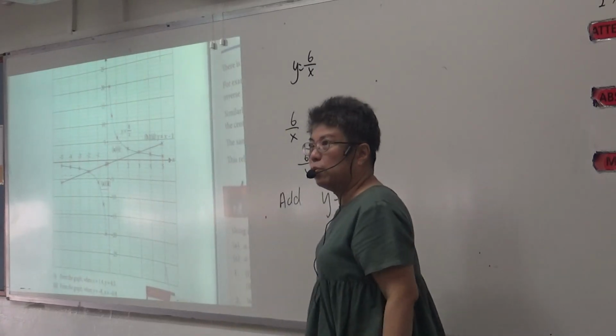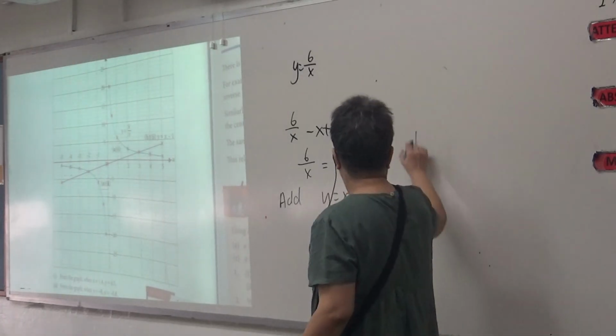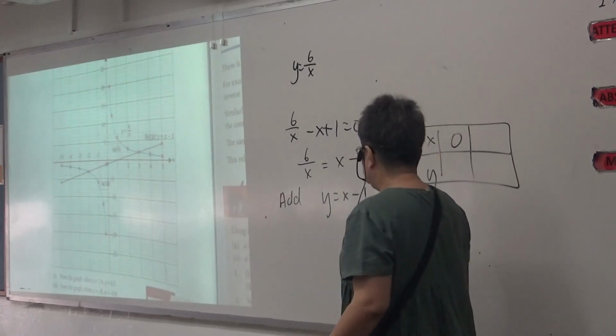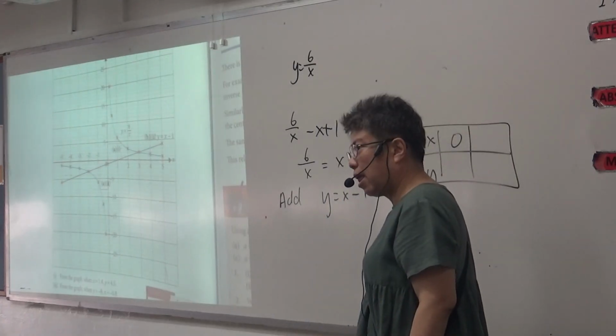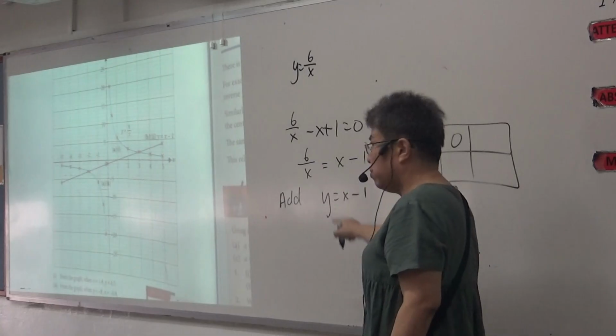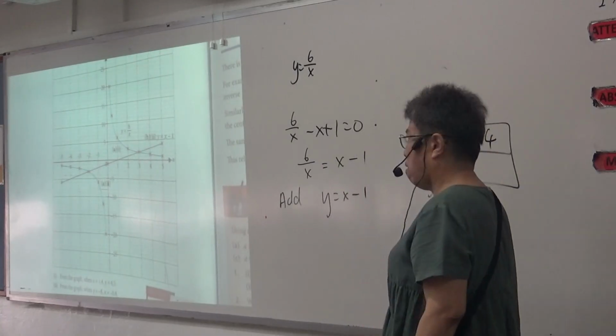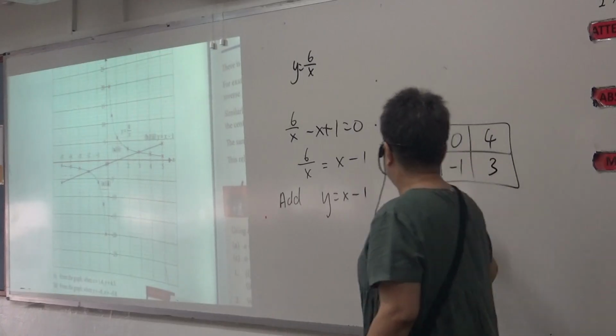Y equals x minus 1. Can you see? Then I go and draw a table. Okay, now when x is 0, what's my y? Negative 1. Very good. What about when x is 4? I get 3.